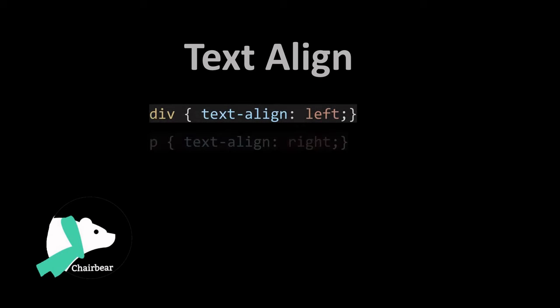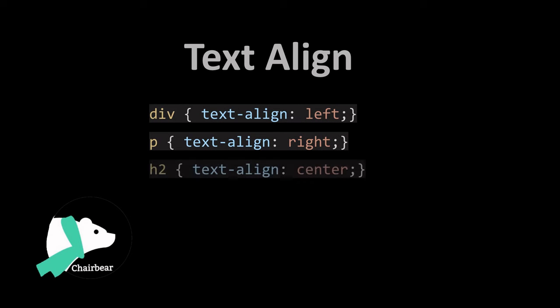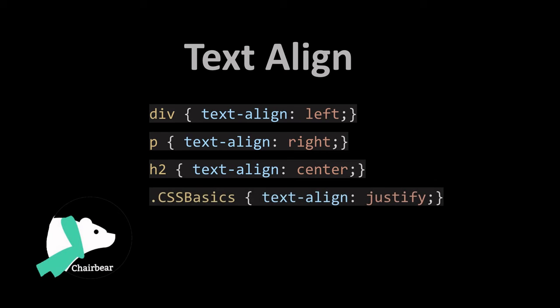Text align. The text align property specifies the horizontal alignment of text in an element. By default, text is aligned to the left. Values the property can take are left, right, center, and justify. With justify, each line is stretched so that every line has equal width, and the left and right margins are straight.